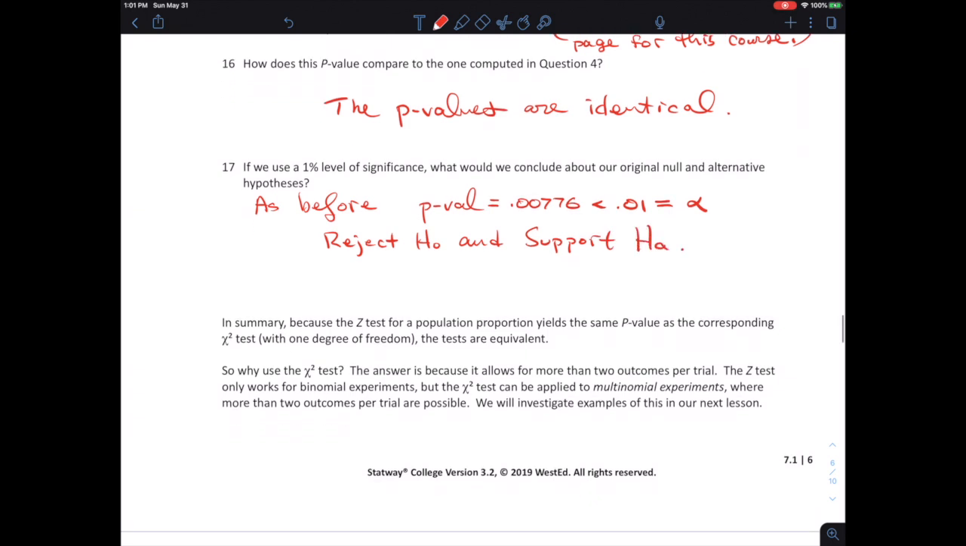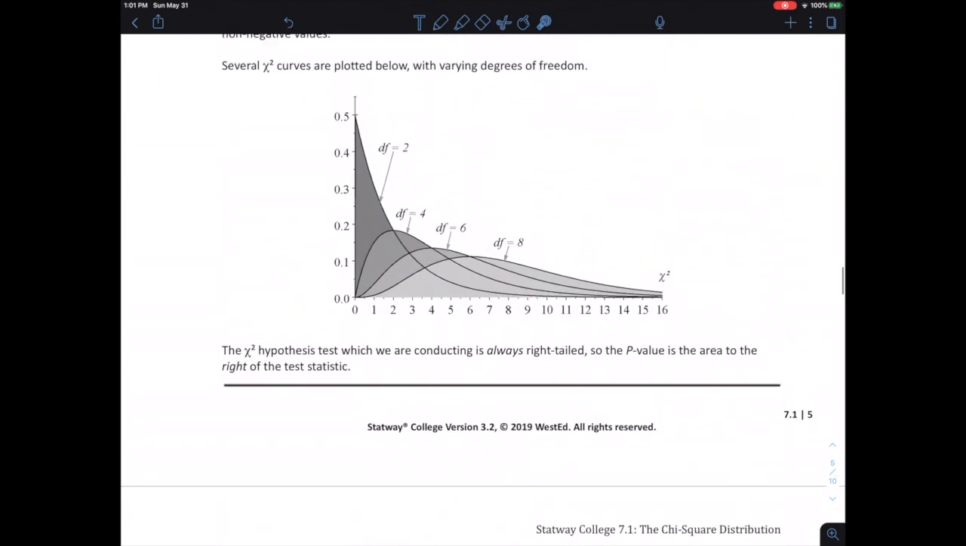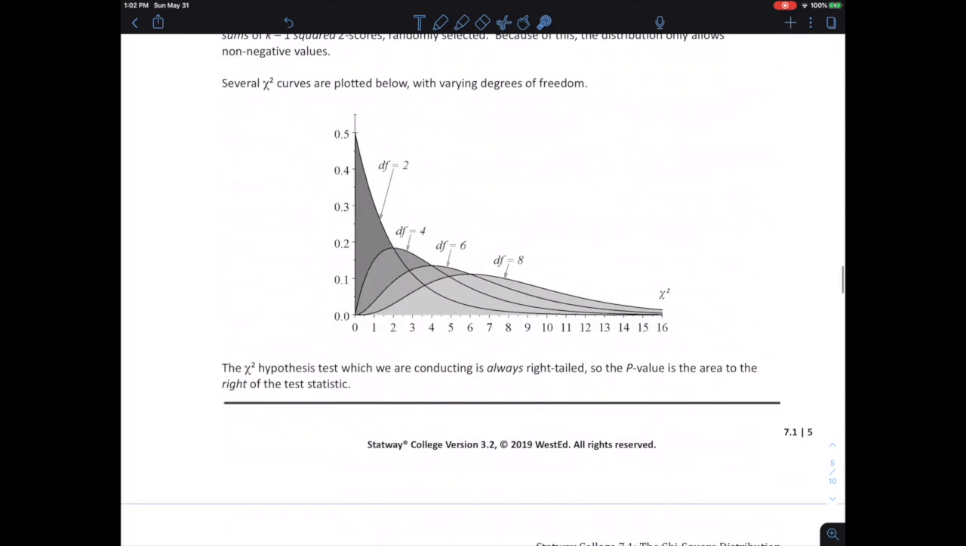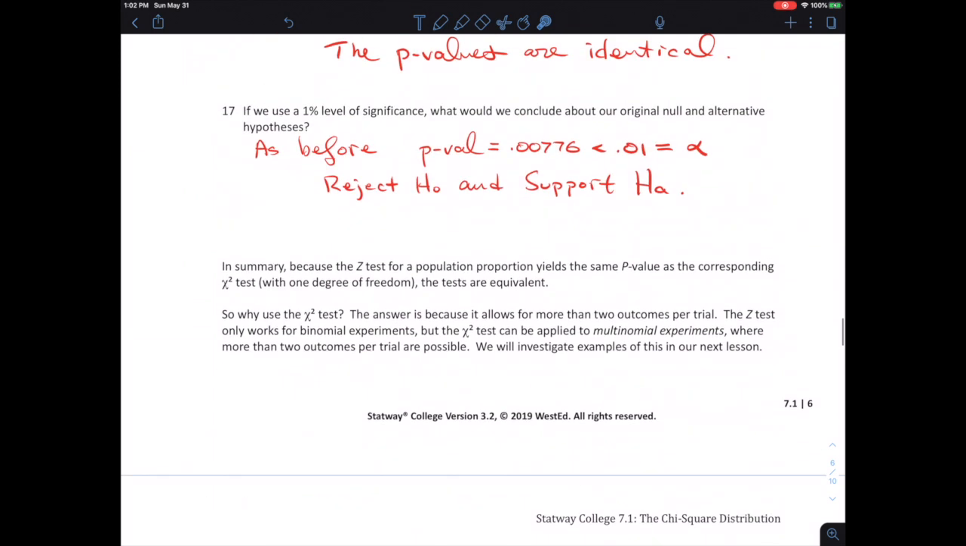Same conclusion, and so it's just a different way of doing the test with this chi-square statistic. It turns out it gives the square of the z-score when there's only 1 degree of freedom, so you'd expect these are very, very closely related tests. Let's do a quick conclusion here. In summary, because the z-test for a population proportion yields the same p-value as the corresponding chi-square test with 1 degree of freedom, the tests are equivalent.